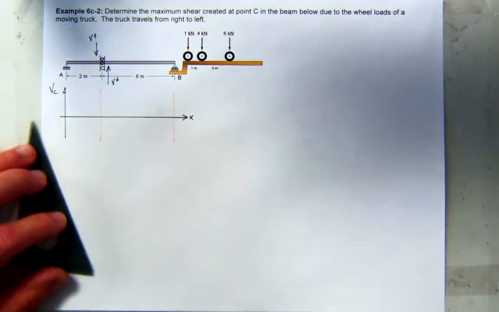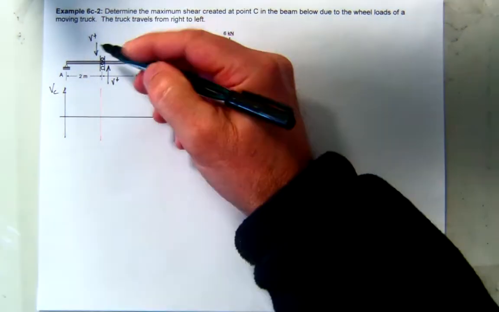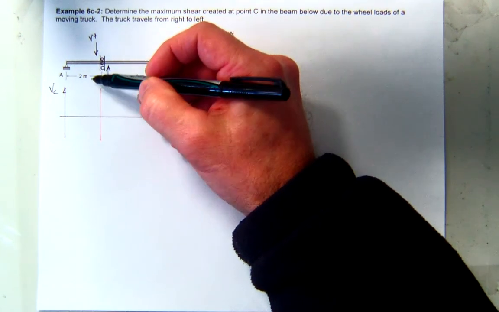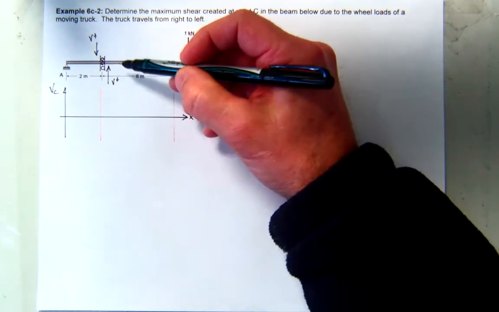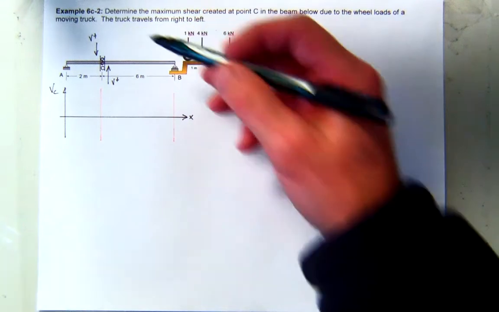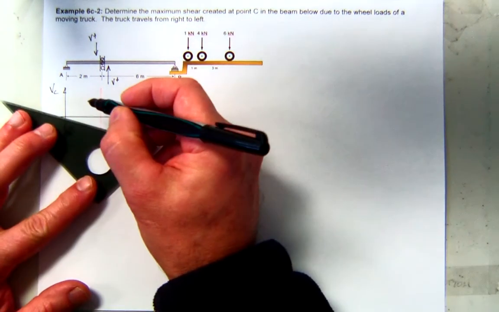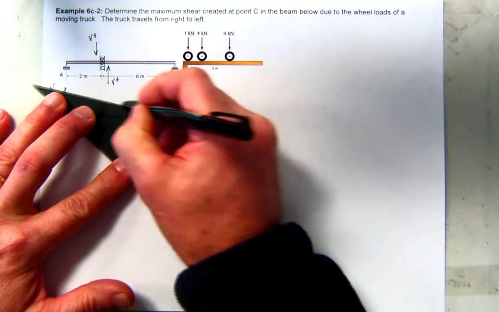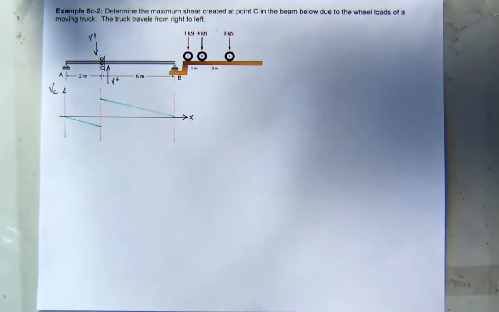So qualitatively, how will this piece on the left move? This piece near here, will it move up or down? Down. It's going to move down. And this piece on the right will move up. So I'll draw that. Down, up. So that's what the influence line looks like.